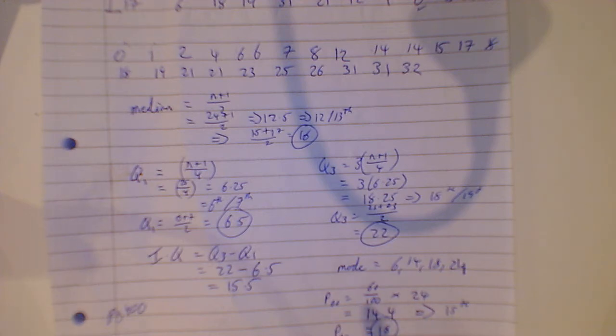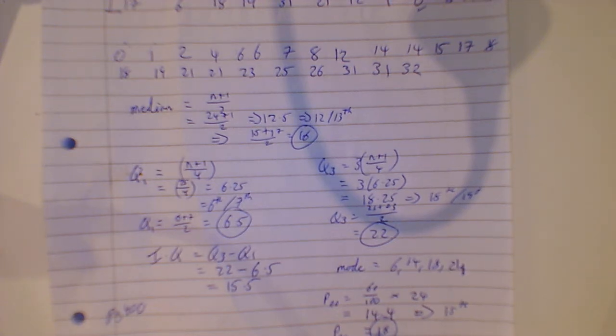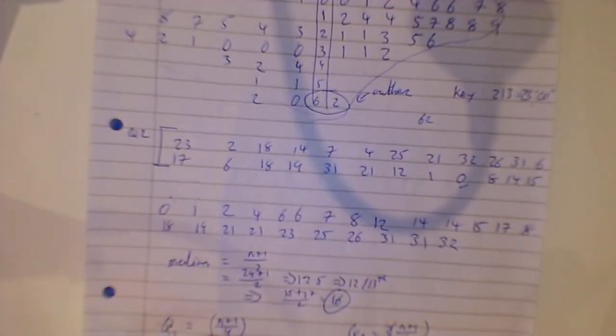If I want to get P60 here, 60 over 100 by 24, 14.4. You always round up on the P percentiles. That's 15. If it was 14, you get the 14th and the 15th. That's the 15th. So if you're 60th percentile in class, you would have got 18. Yep, easy enough.